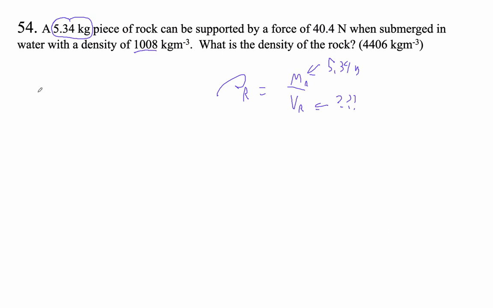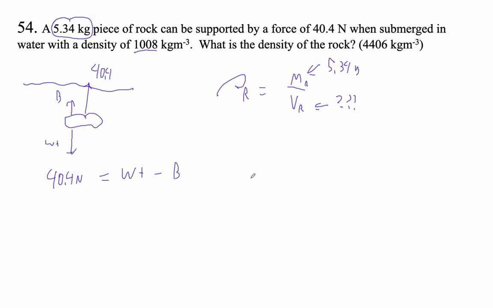So here's this rock under the surface, and we're going to exert some force. We're exerting 40.4 newtons, right? Well, that 40.4 newtons is going to equal the weight of the rock minus the buoyant force, because the buoyant force is going to act up. But of course it's a rock, so there's going to be a weight that's bigger than that, right? So how do we figure this out?